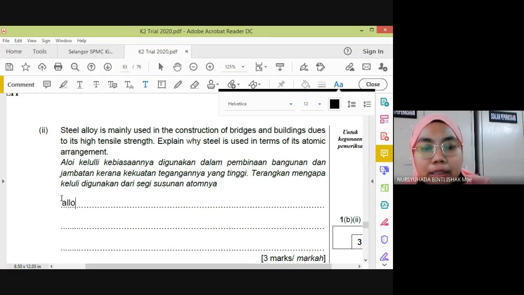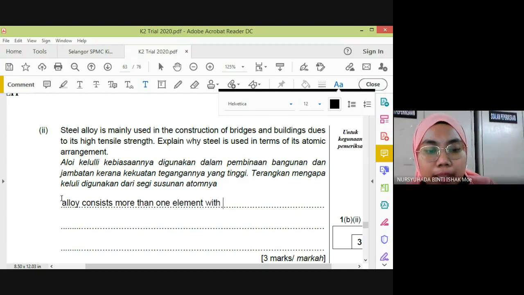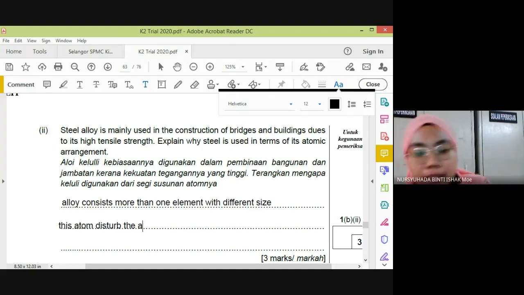Point yang pertama, alloy consists more than one element with different size. Okay, markah yang pertama. Okay, next, markah yang kedua. So this atom disrupt the arrangement of atoms of pure metal. Point yang kedua.